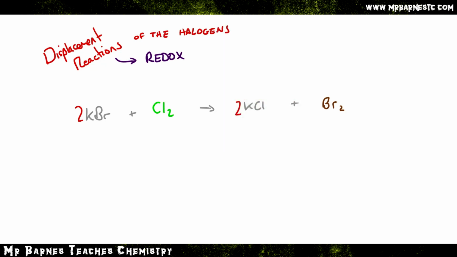So I've got my balanced equation here. The next thing I need to do is put in my state symbols. (aq), aqueous, for KBr, chlorine is a gas, potassium chloride is aqueous, and bromine is a liquid.